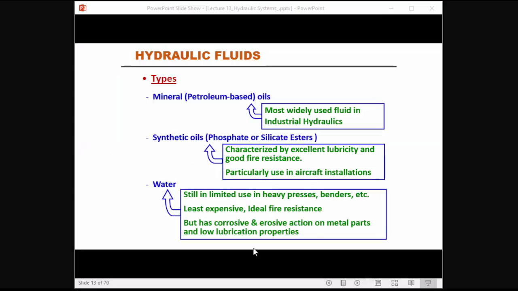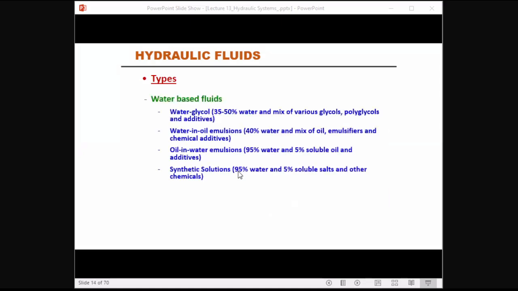You know about their properties, and here you can identify another type, water-based fluids. Okay, in this case, we can see some water content included with this fluid. Okay, 35 to 50% water and a mix of various glycols, polyglycols, and additives. Okay, then it's called water glycol.